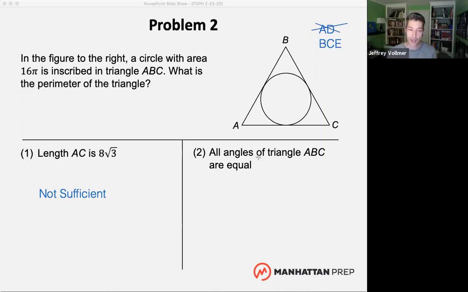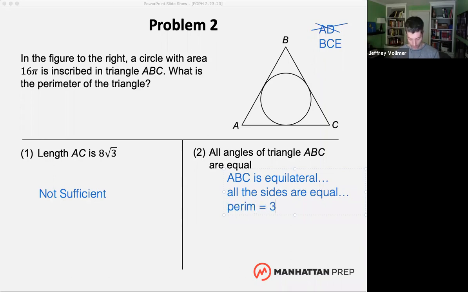So if you now look at statements 1 and 2 combined, I know we're supposed to look at statement 2 by itself, but let's just look at statements 1 and 2 combined. If you know the length of AC is 8√3 and you know the angles of the triangle are all the same, then you know ABC is equilateral. And then you know all the sides are equal. And then you know the perimeter must equal 3 times 8√3. And so clearly combined, they're going to be sufficient, okay?